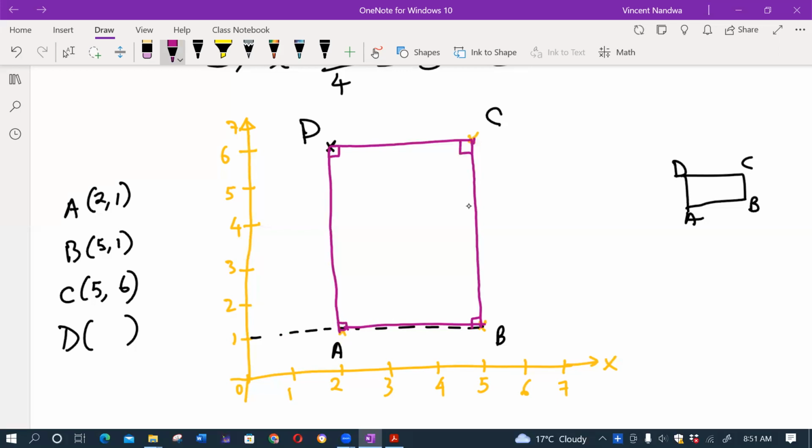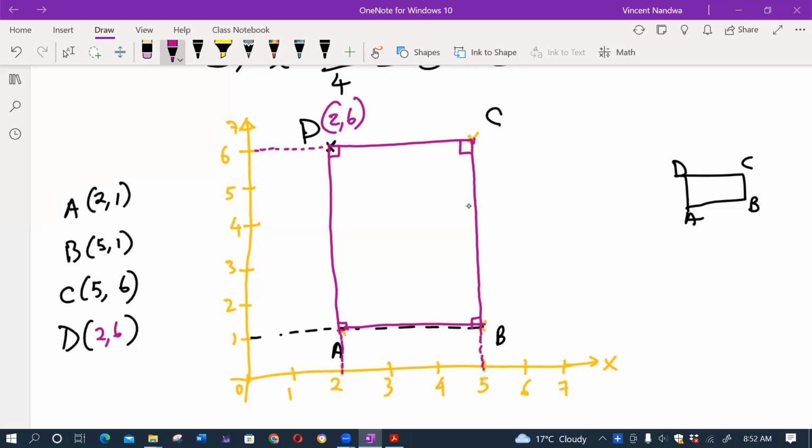When you extend this line, you see that the y value will be 6, and the x value will be 2. So the coordinates of D will be 2, 6. D has coordinates 2, 6.